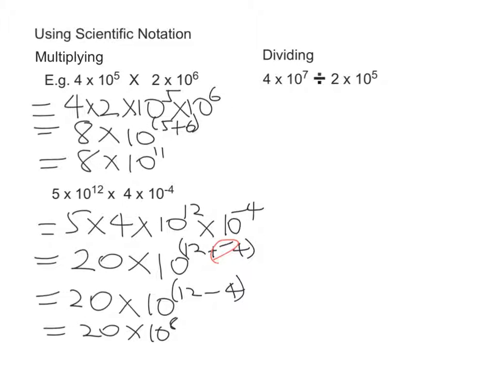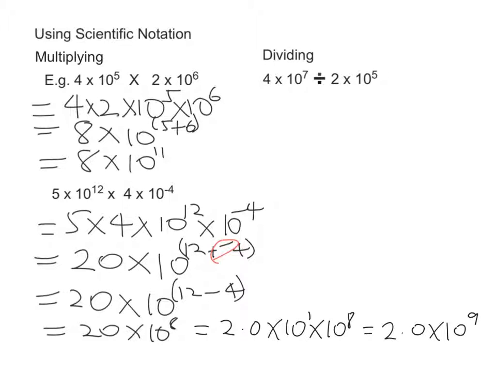Now I can't leave it as 20 by 10 to the 8 because that's no longer in scientific notation because the 20 has got too many numbers before the decimal point. So I need to rewrite that as 2.0 by 10, because that's what 20 is, by 10 to the 8, which will equal 2.0 by 10 to the 9, because if I've got 1 plus 8, I get 9.